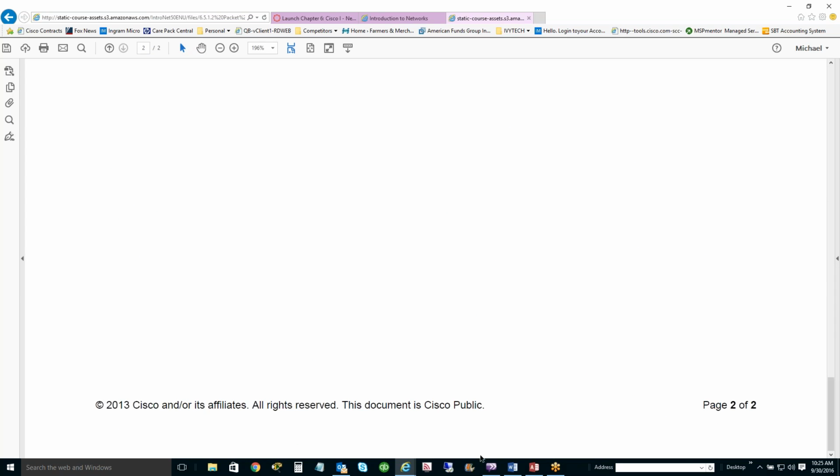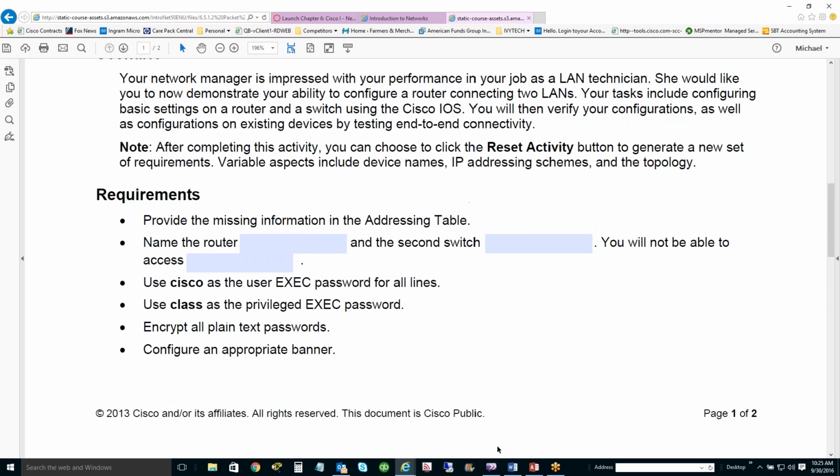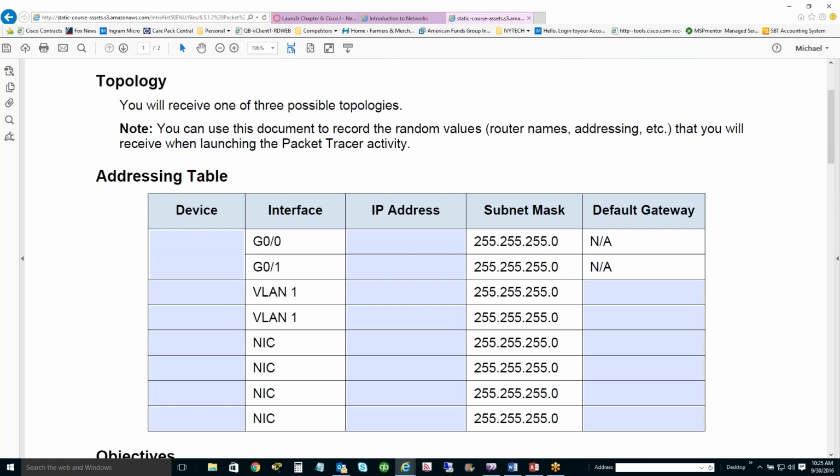So there's not a lot here in terms of instruction. You just have to take what you've learned and apply it. So I definitely wouldn't do this until you've done some of the other Packet Tracers and got yourself familiar with router basics. But this will challenge you a little bit.